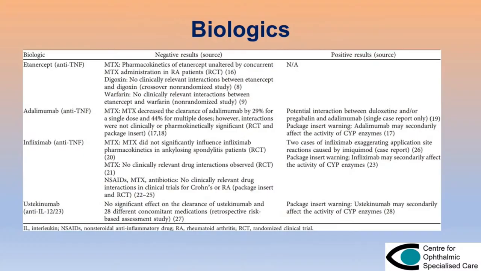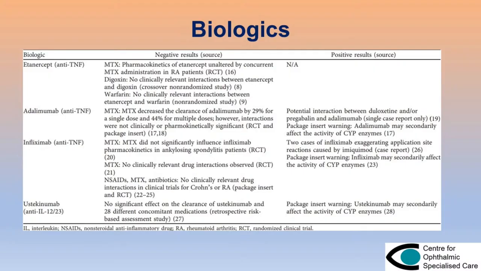Moving on to the biologics, I'm not going to talk about etanercept because it's not very used in uveitis, as it can induce uveitis itself. But adalimumab and infliximab are two drugs that are very used in our patients, and actually it's our first choice of a biologic agent, especially adalimumab. It is reported that methotrexate can decrease the clearance of adalimumab by 29% for a single dose or 44% for multiple doses. But these interactions were not clinically or pharmacokinetically significant.